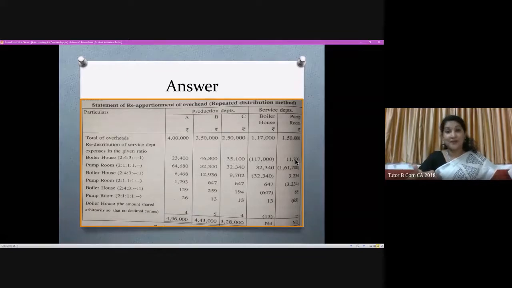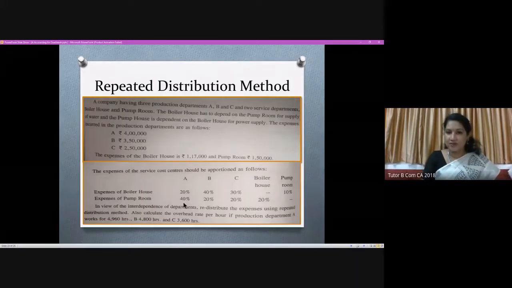That's a basic difference which we will observe between the direct distribution method and the repeated distribution method. Here, I'm sharing that with the service department also. Right. Now, the second part which I'm going to take is I'm trying to nullify the expense of the second service department. That is, in this case, the pump room. So when it is pump room, I know that the ratio which is given in this question is 4:2:2:2. Pump room, I'm not going to share it with pump room because it's the expense from the same department.